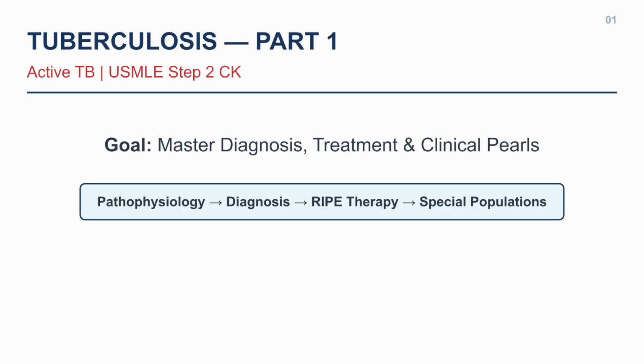Welcome to part 1 of our tuberculosis review for Step 2. In this video, we will master the pathophysiology, diagnosis, and treatment of active TB, including the right regimen, drug side effects, miliary TB, and special populations like pregnancy. Part 2 will cover latent TB and screening.